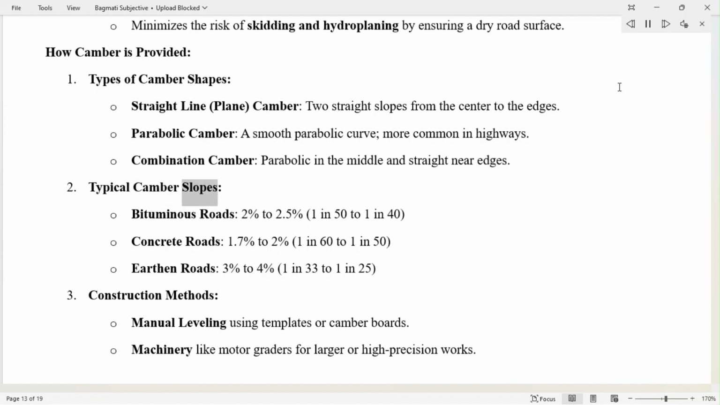Typical camber slopes. Bituminous roads: 2% to 2.5%, 1 in 50 to 1 in 40. Concrete roads: 1.7% to 2%, 1 in 60 to 1 in 50. Earthen roads: 3% to 4%, 1 in 33 to 1 in 25. Construction methods: manual leveling using templates or camber boards, and machinery like motor graders for larger or high-precision works.